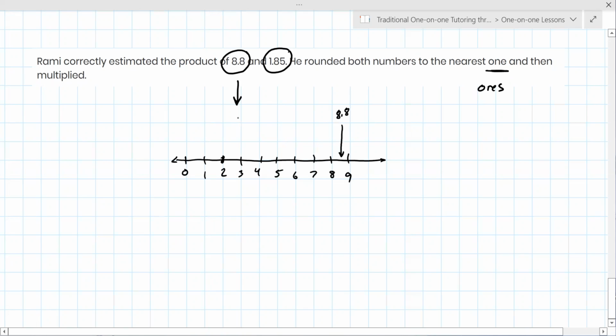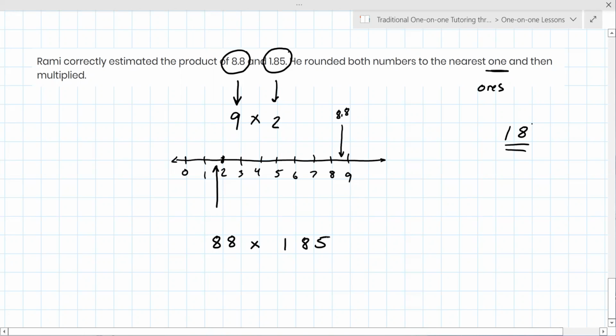9. Okay, and then you do the same thing for 1.85. To me, 1.85 is kind of right there between 1 and 2, but which one is it closer to? 2. So we would estimate it as 2. What is 9 times 2? 18.